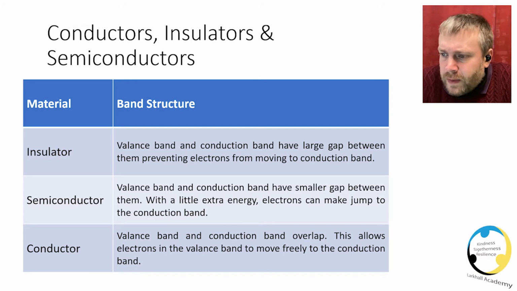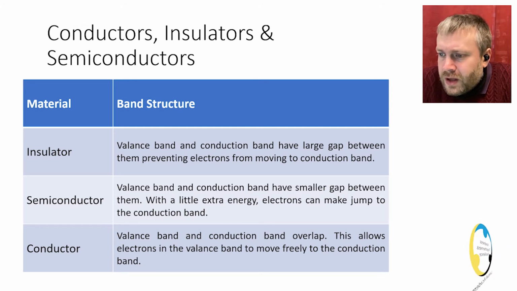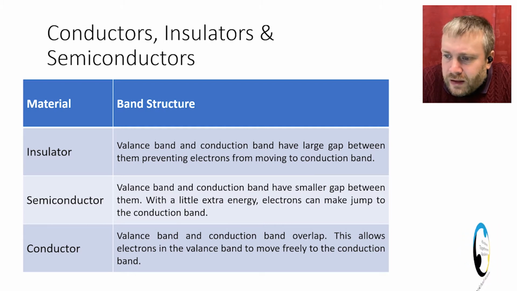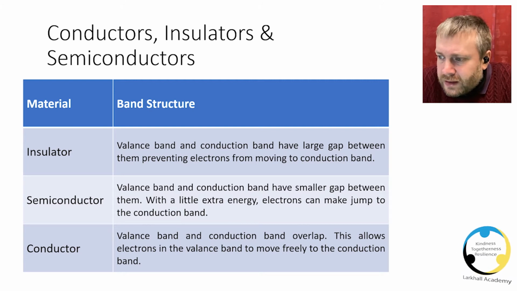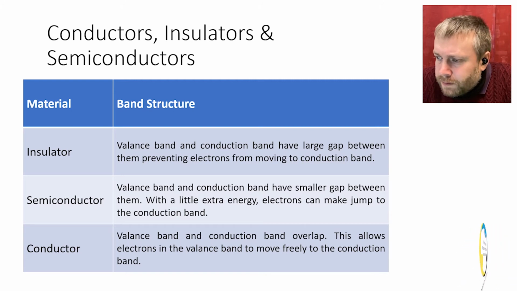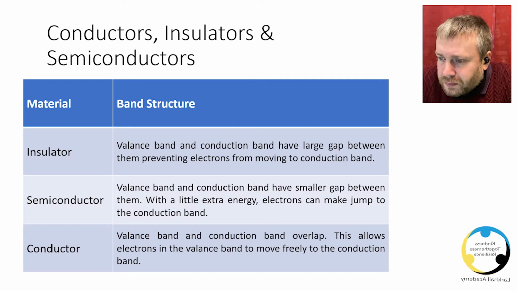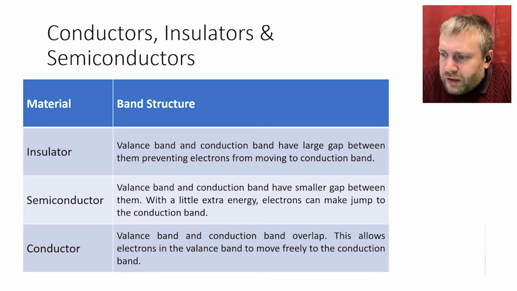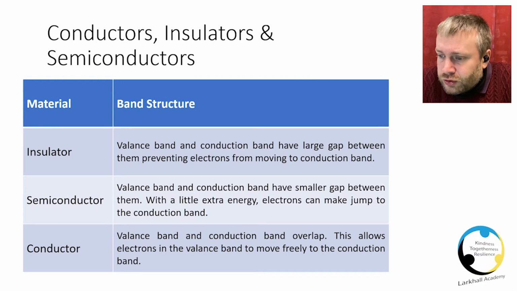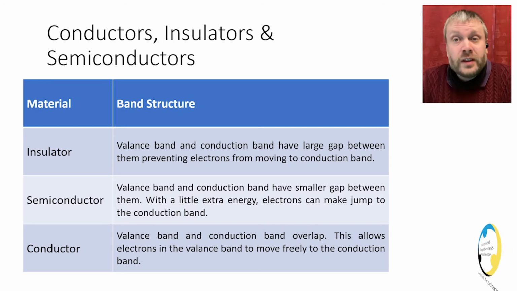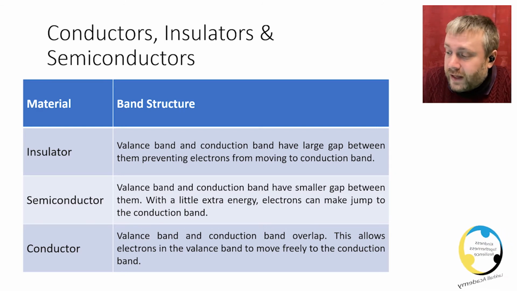So an insulator: the valence band and conduction band have a large gap between them, which prevents the electrons from moving into the conduction band. Semiconductor: the valence band and the conduction band have a smaller band gap between them, and this allows, with a little bit of extra energy, the electrons to make that jump into the conduction band, and it allows for the conduction of electricity. The conductor: the valence band and the conduction band overlap, and this of course allows electrons just to flow freely, and that's what allows it to conduct electricity.